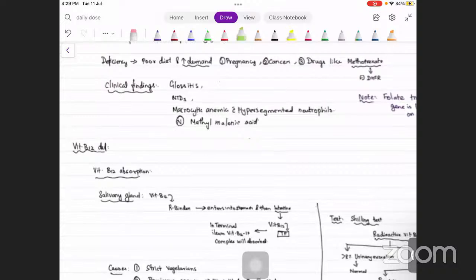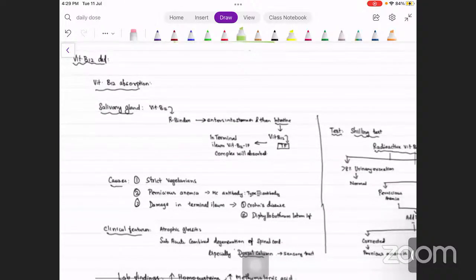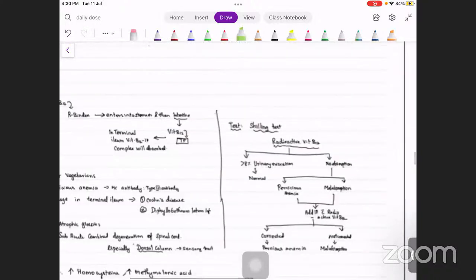Remember, with folate deficiency you may see a normal methylmalonic acid level, while in vitamin B12 deficiency you see methylmalonic acidemia, which is an increased methylmalonic acid level. You also see subacute combined degeneration of the spinal cord. The test for vitamin B12 deficiency is the Schilling test.